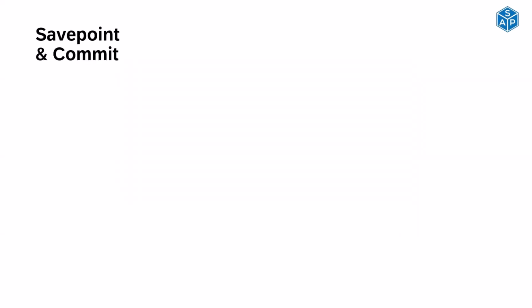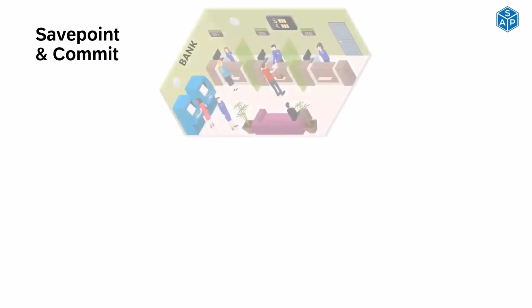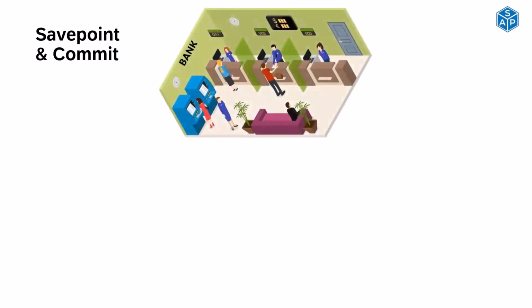In the next slide, we have an interesting topic, which is savepoint and commit. You have to understand what a savepoint is and what a commit is. Let me take an example of a bank, any bank, for example State Bank of India, Punjab National Bank, ICICI Bank. Now, what happens in a bank? It opens at, for example, 10 o'clock in the morning.